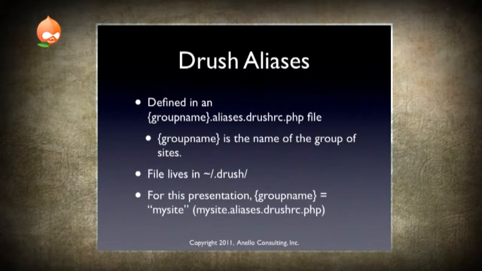Yeah, so for this presentation, and all the rest of the slides, instead of this group name, it's just going to be my site. So we're going to have a file called mysite.aliases.drush.php. So create an empty file and put it in that directory. Like I said, there are other places you can put it. If you go into that example file inside your Drush download, it'll show you other places, but this is where I like to put it.